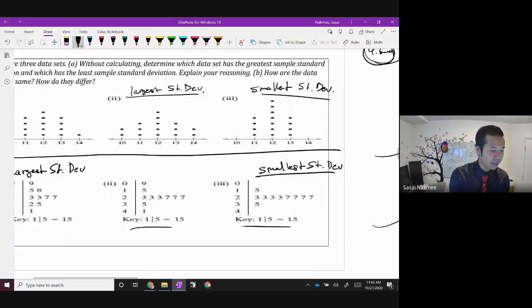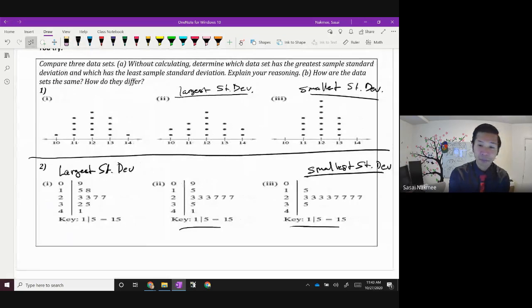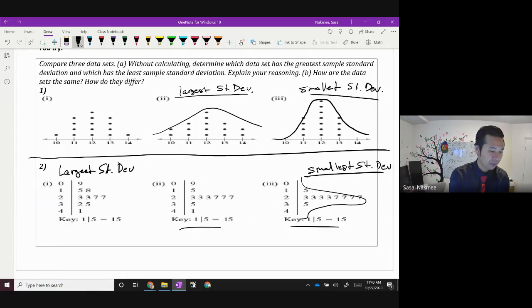So just keep that in mind. When you're looking at data as a graph, standard deviation helps you measure how tight your data is or how spread out your data is. Hopefully you guys can see that. So that's the idea behind your standard deviation and your graphs.